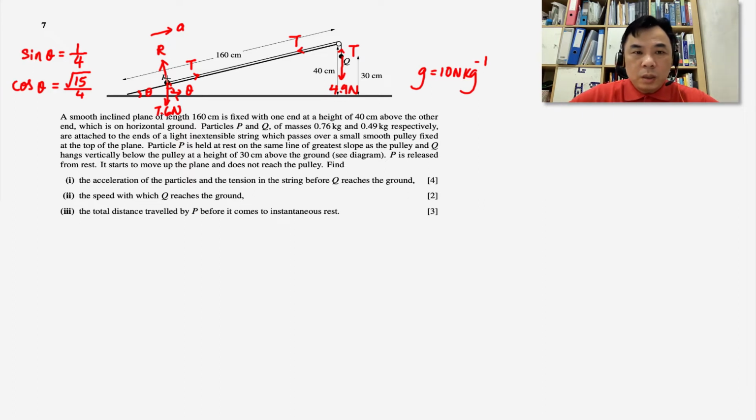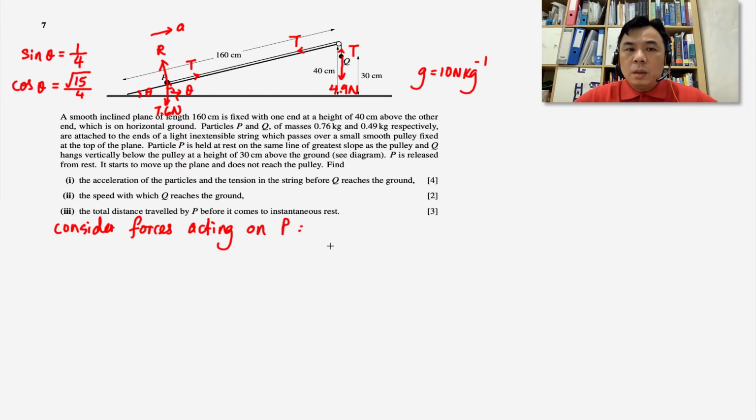So here it is better we consider forces acting on P first. Take for instance. Now do bear in mind that the object is accelerating. Therefore, Newton's second law is applicable in this case. All right, so Newton's second law is F equals ma. Net force, we are looking at the direction moving up the slope.